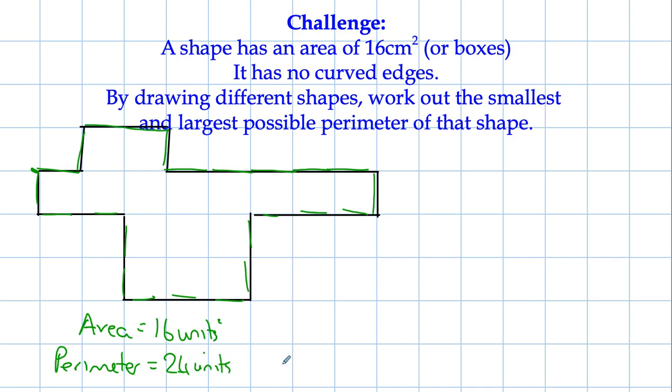The question is, could you make a shape that's got more of a perimeter, that's got a bigger number of edges? And could you make a shape that's got a smaller perimeter? And could you keep working it out until you can say, do you know what, I don't think I can get any bigger, and I don't think I can get any smaller. What are those numbers? As a wee challenge for you.